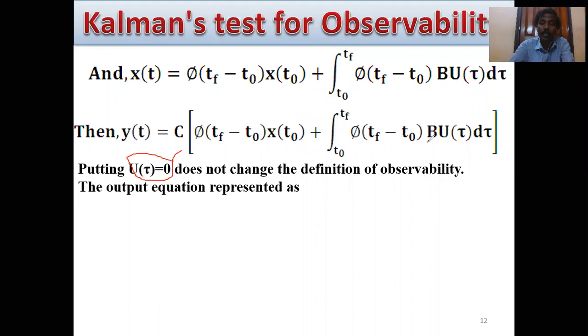When u of tau equals 0, which is a very important condition, that means this value is 0. This is equivalent to 0, and it does not change the definition of observability.